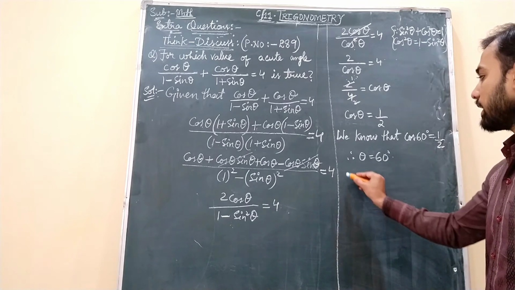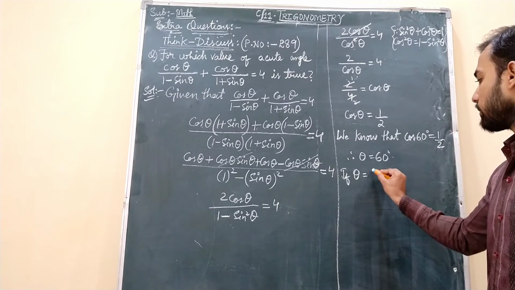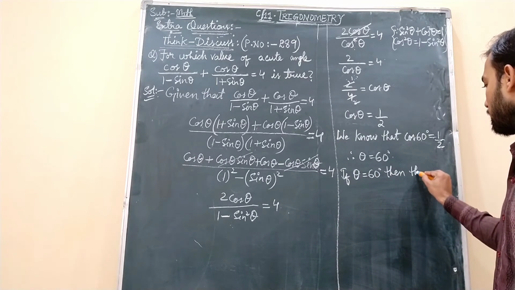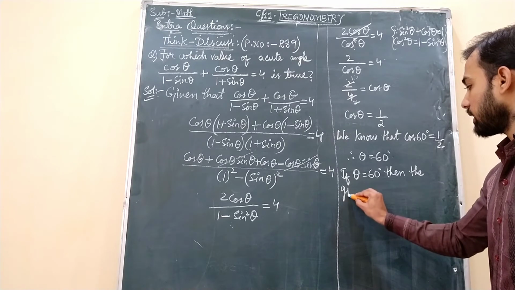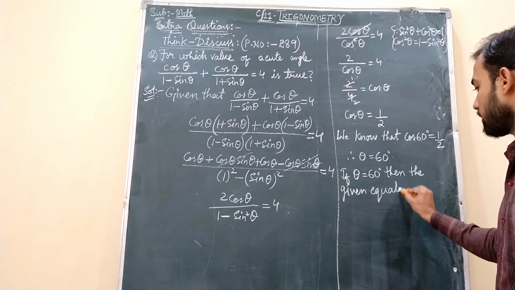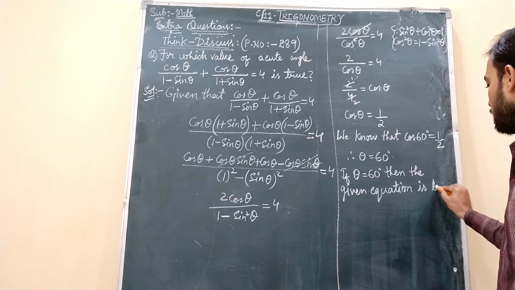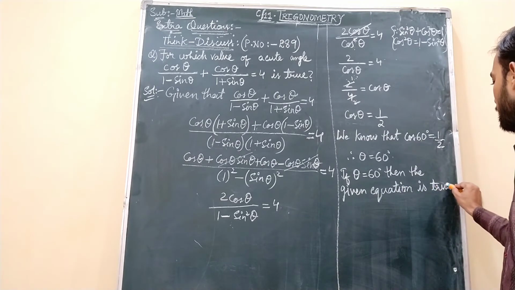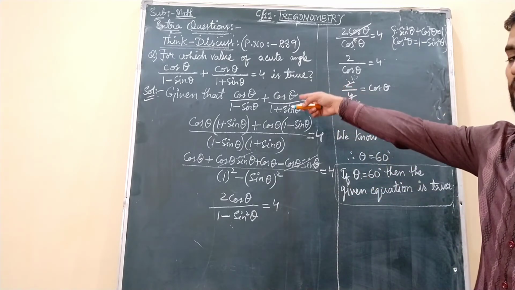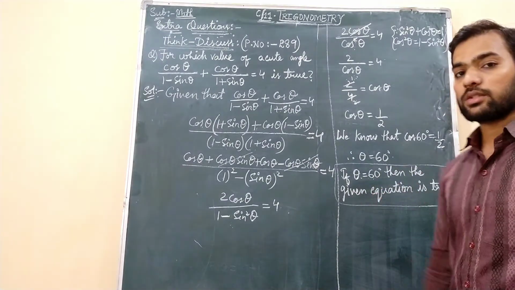At last we need to write, if theta equals 60 degree, then the given equation is true. Understand? We said, for which value of theta will this be true, right? So we can say that if theta is 60 degree, then the given equation is true.